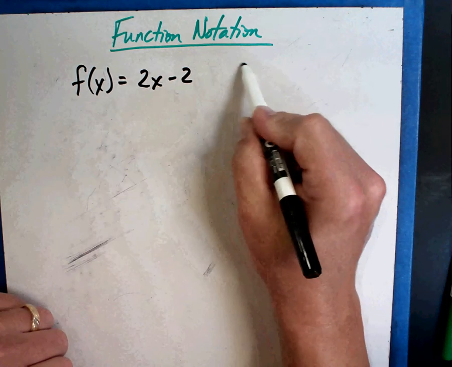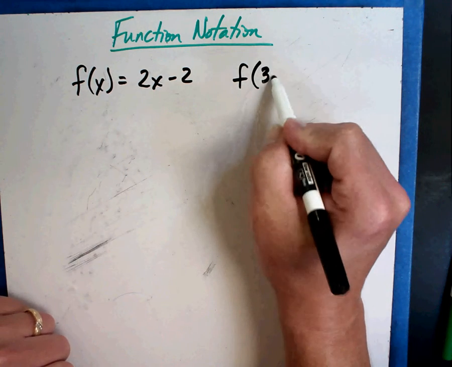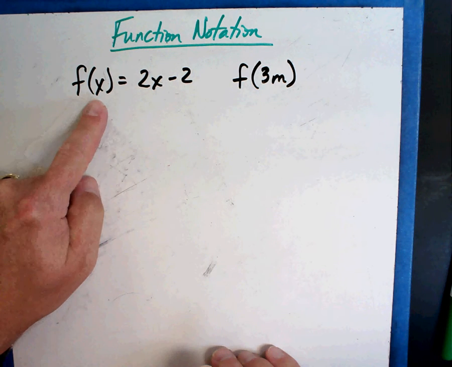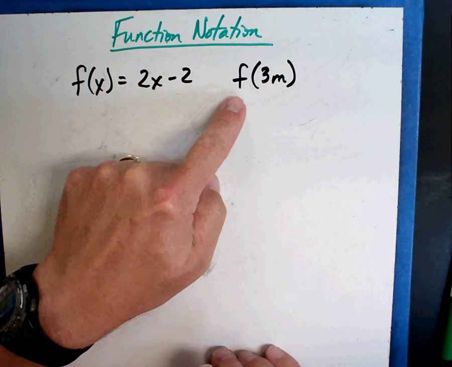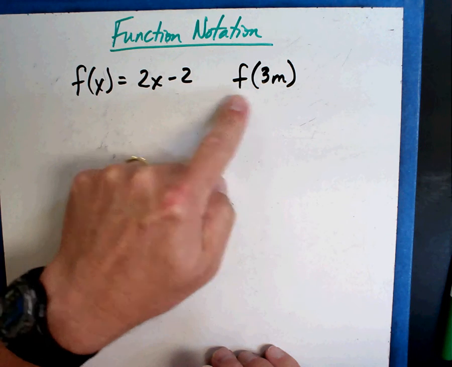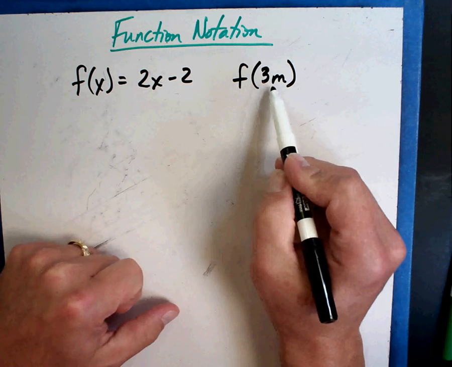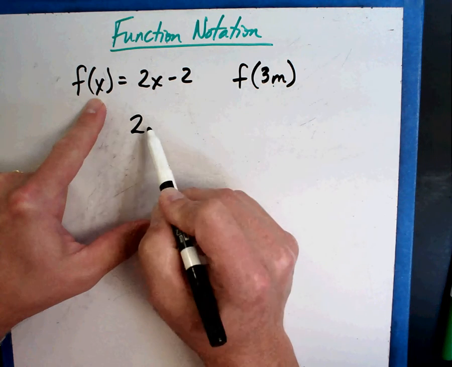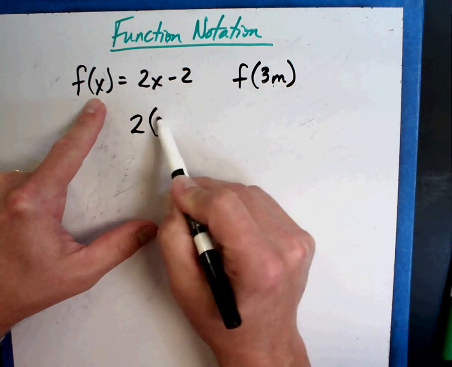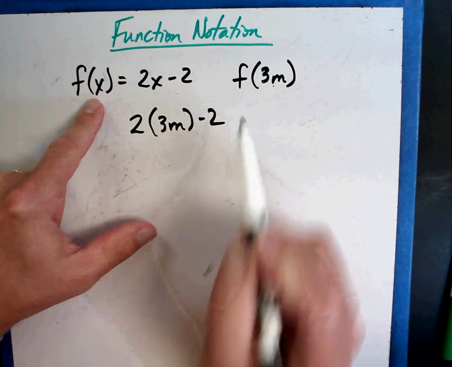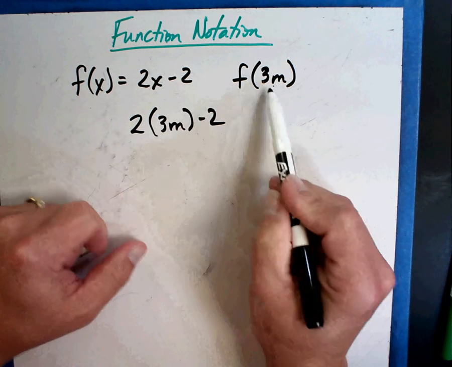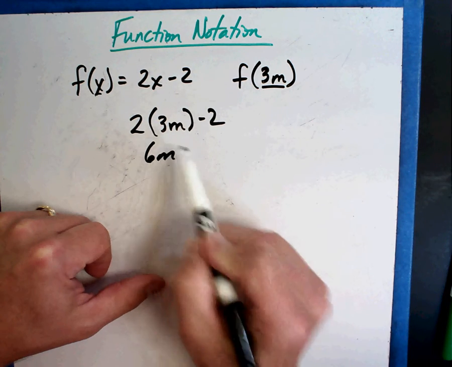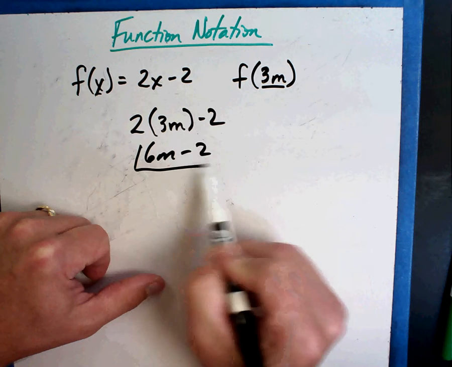What if they asked you function of 3m? Now that's really weird, because if function of x equals this, they want to know what it would be if the function was not x but 3m. All you have to do is put 3m wherever there's an x. So it's 2 times 3m minus 2. We're just substituting 3m in the place of x. That's all you're doing. So that becomes 6m, multiplying through, minus 2. That's all there is to it.